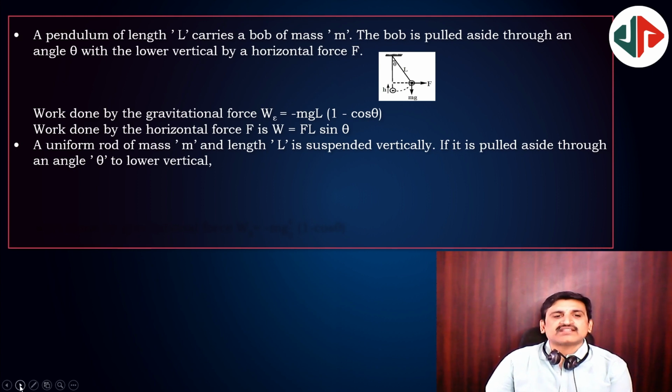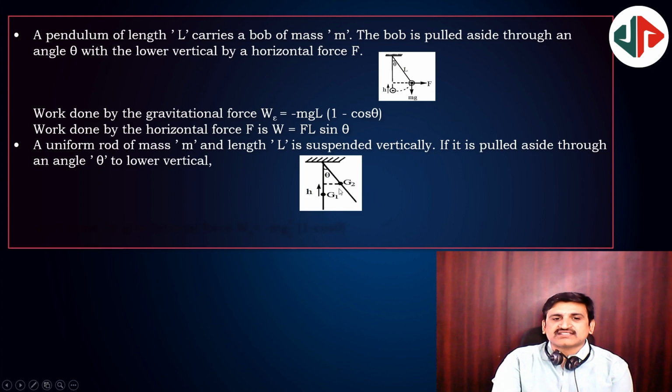Uniform rod of mass m and length L is suspended vertically. Rod, not pendulum. Then the rod's center of mass lies at the center of the rod. Then effective length will be L by 2. So the same formula will come, but mg L by 2 of 1 minus cos theta you have to take.